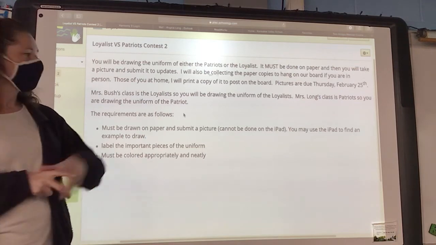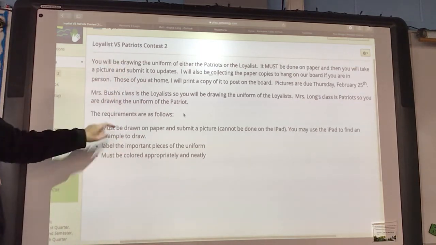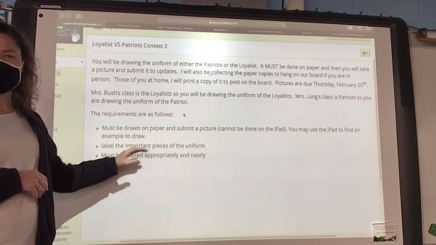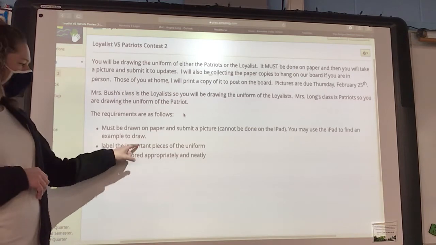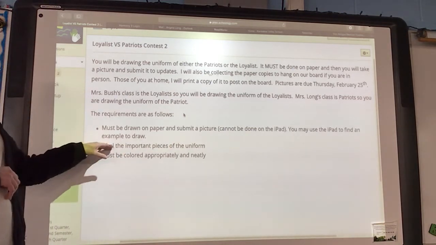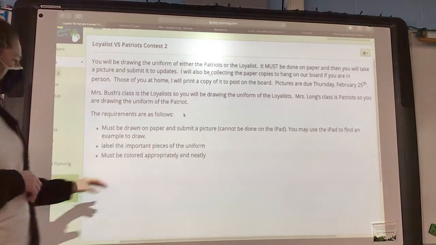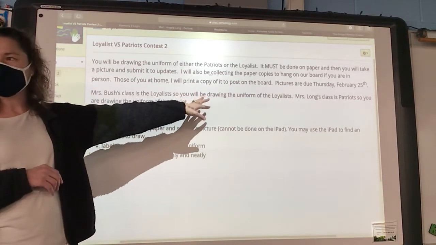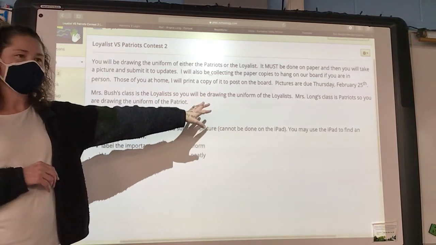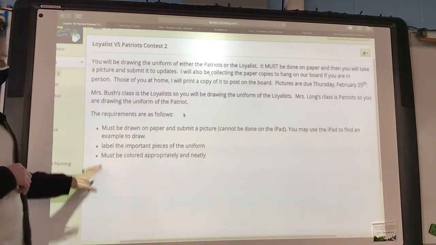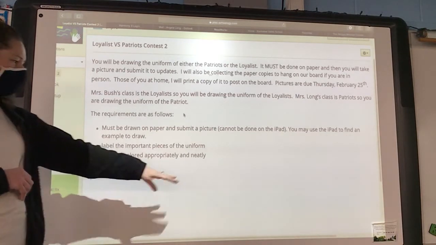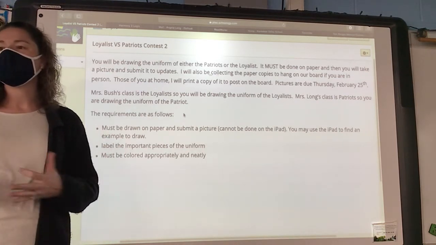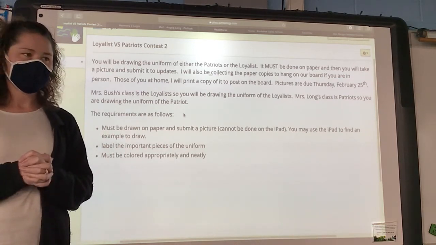Okay? So these are the requirements for this contest. It has to be drawn on paper. It's going to be more of a diagram. Okay, so if you look in your social studies textbook, it had some things labeled. Make sure you're labeling some of those pieces of the uniform that are unique or special to the Loyalists or the Patriots. Okay, it should be colored appropriately, meaning should the Loyalists or the British soldiers be colored blue? No, because their uniforms weren't blue. Okay, so that's what I mean by appropriately and obviously neatly. Okay, so it has to be done on paper. You're going to draw it on paper. You can use your iPad. You just can't use it to draw on your iPad.